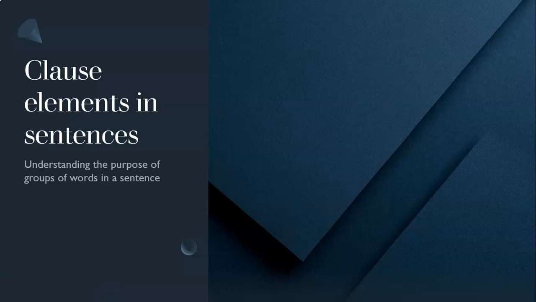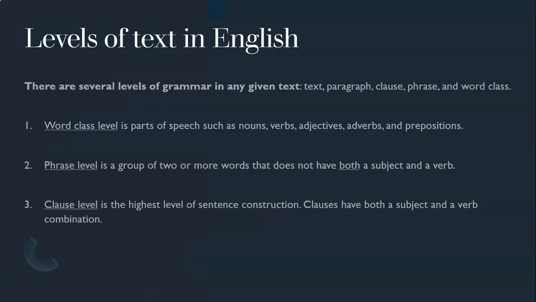Clause elements in sentences. Understanding the purpose of groups of words in a sentence. Levels of text in English. There are several levels of grammar in any given text. The complete text, down to the paragraph, down to the clause, and then phrase and word class. Word class level is parts of speech such as nouns, verbs, adjectives, adverbs, and prepositions.